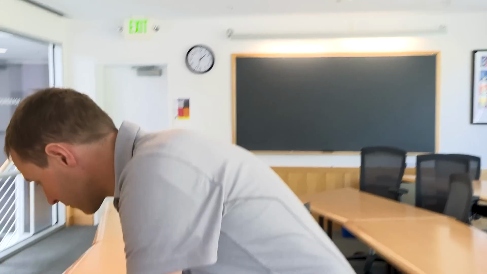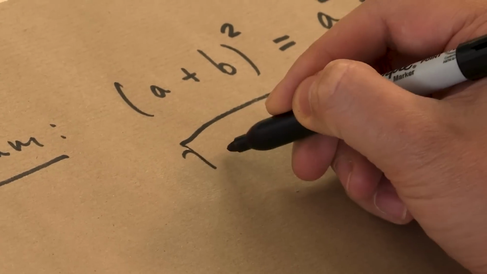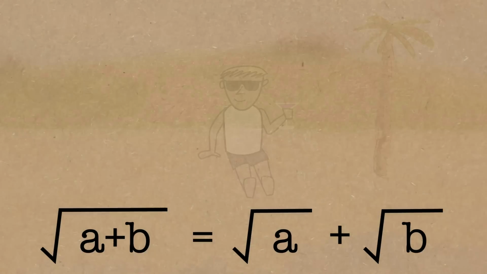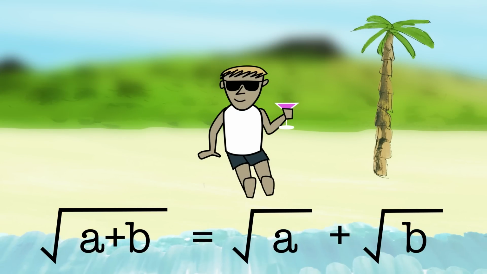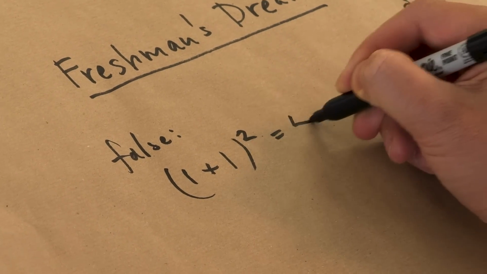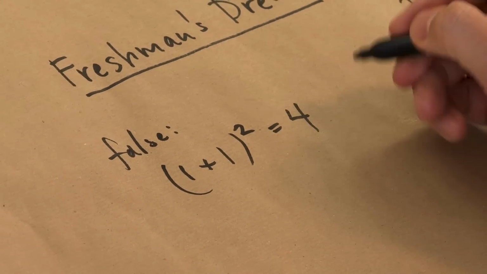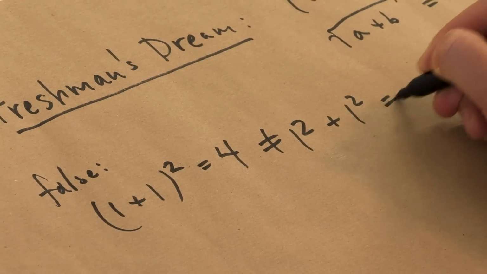Let me put another way to write it down. You might be tempted to hope that the square root of a sum is the sum of the square roots. And of course, both of these things are false. This is very easy to see. Just for some silly example, of course, (1+1)^2 is 4, right? Which is not the same as 2, which is 1^2 + 1^2.